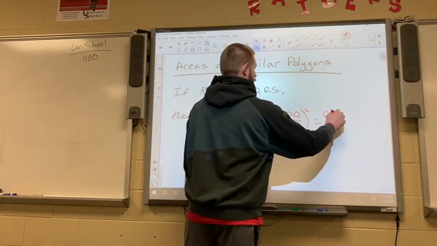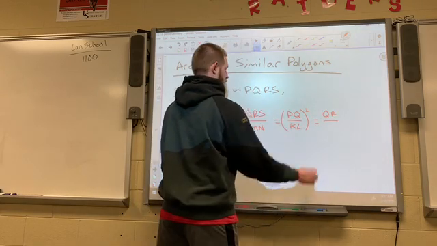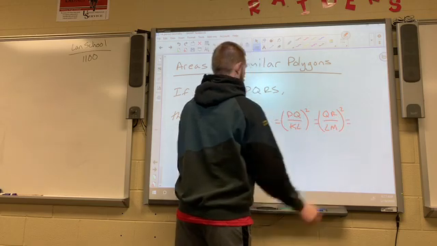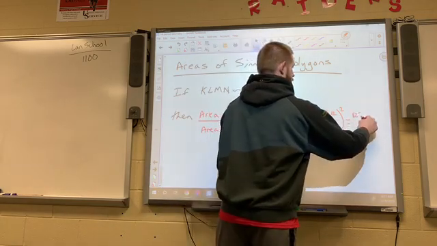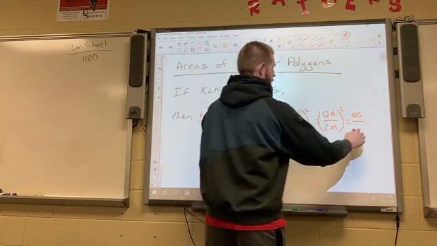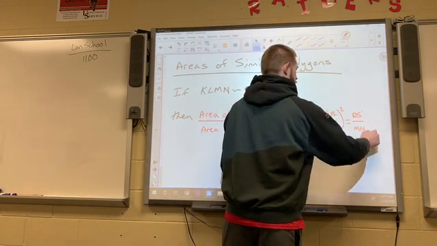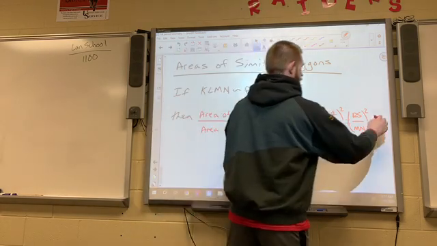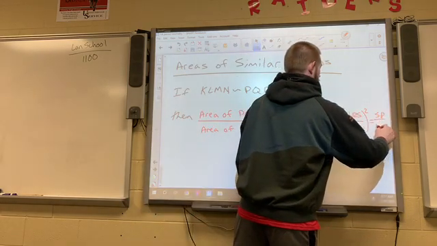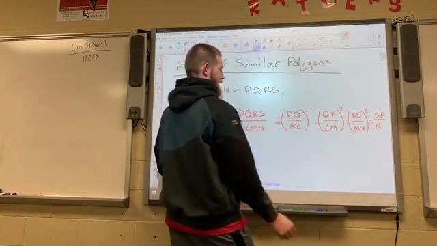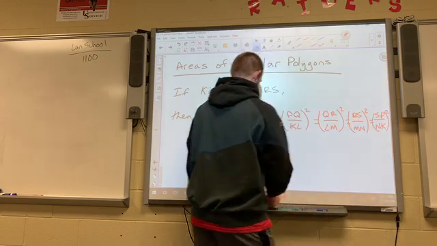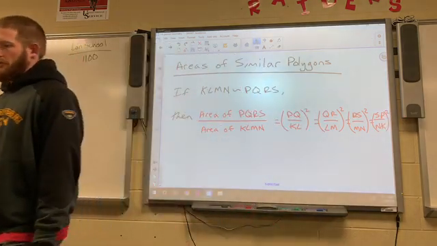Or QR over LM squared, or RS over MN squared. Try to squeeze this last one in here: SP over NK squared. And I'll show you what that looks like here in a second.